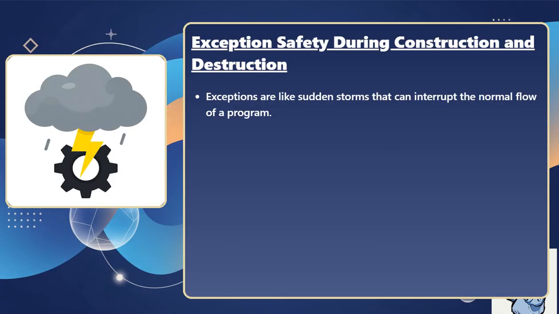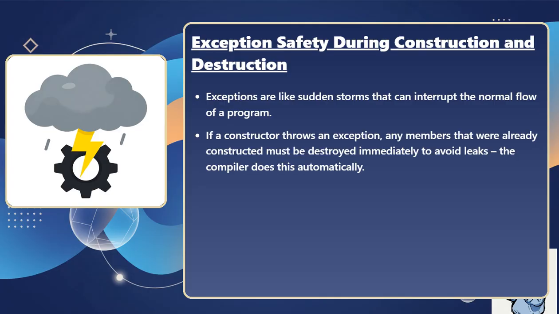Exceptions are like sudden storms that can interrupt the normal flow of a program. If a constructor throws an exception, any members that were already constructed must be destroyed immediately to avoid leaks. The compiler does this automatically.